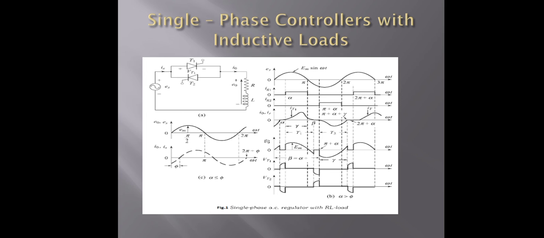Then the conduction angle of thyristor T1 is delta equal to beta minus alpha, and it depends on the delay angle alpha and the power factor angle of the load. The waveforms of the thyristor gating pulses and the input voltage are shown here.